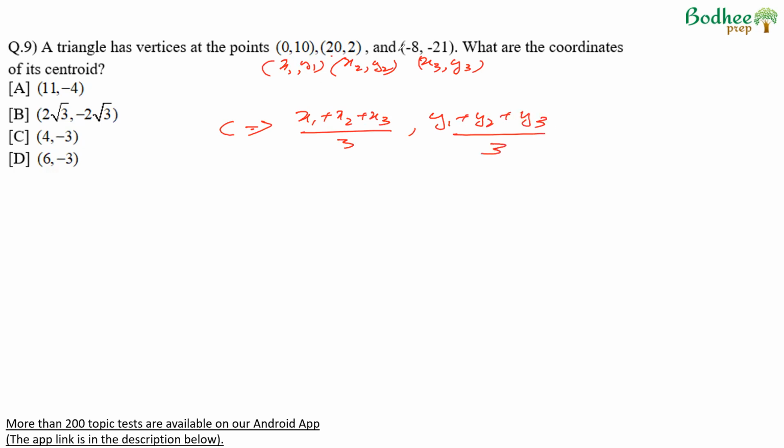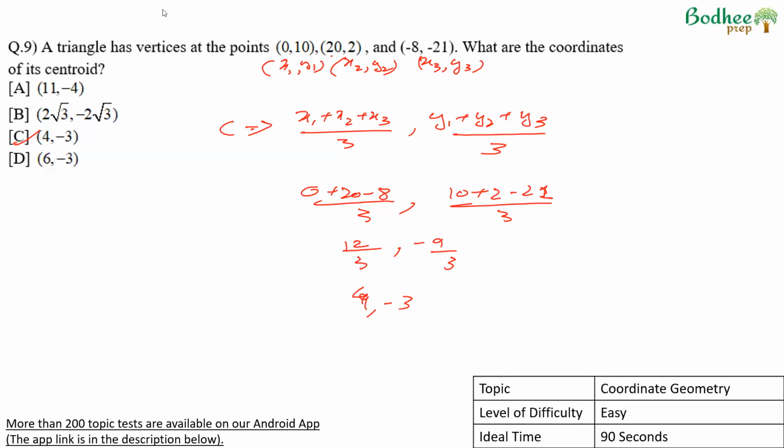0, 2 minus 8, 10, 2 minus 21, 12 by 3, minus 9 by 3, (4, minus 3). Option C. Easy question. All you have to do is put in the formula. The only thing is you should know this formula. So about a minute or so to solve.